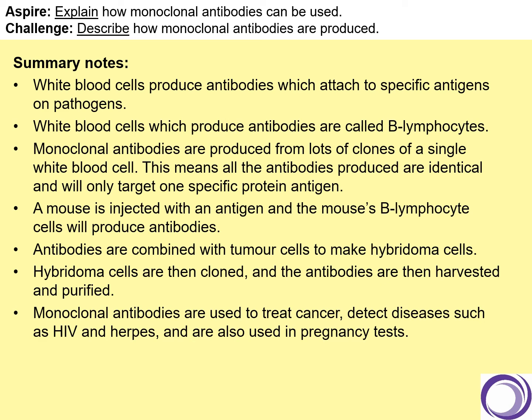A mouse is injected with an antigen and the mouse's B lymphocyte cells will produce antibodies. Antibodies are combined with tumour cells to make hybridoma cells. Hybridoma cells are then cloned and the antibodies are then harvested and purified. And monoclonal antibodies are used to treat cancer, detect diseases such as HIV and herpes, and also are used in pregnancy tests. So I'm going to give you 5 minutes to complete these summary notes. Off you go.